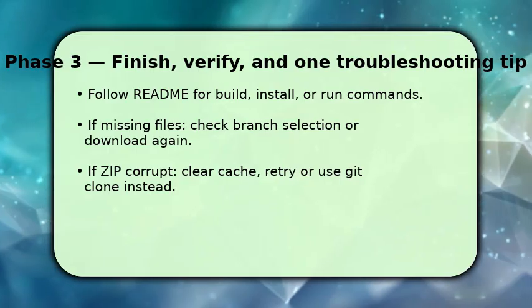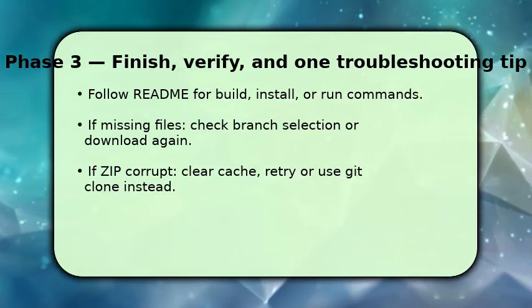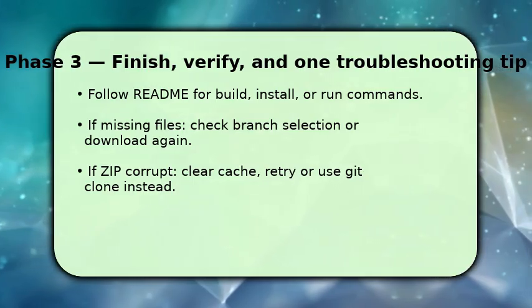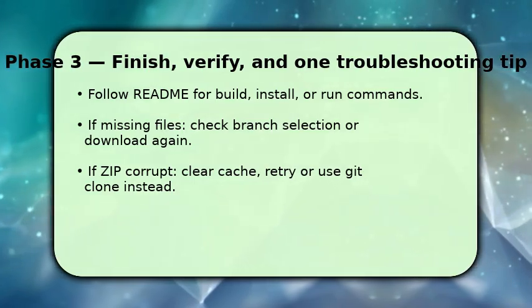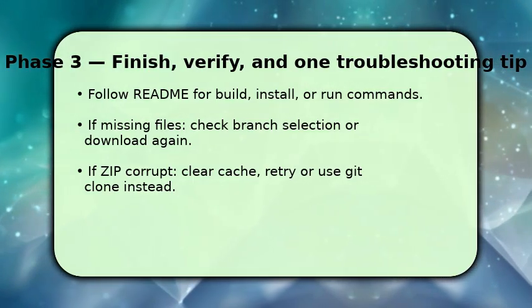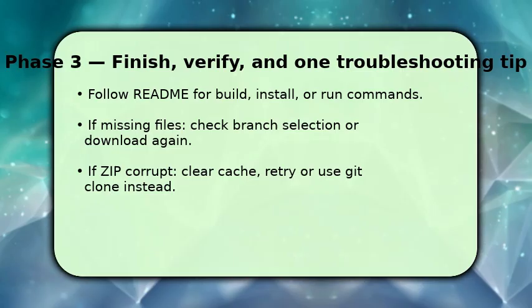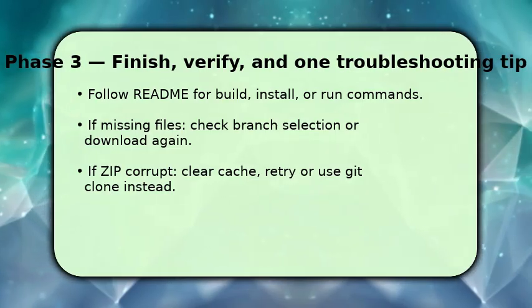If something's missing, confirm you downloaded the correct branch or tag and re-download. For a corrupted archive, clear browser cache and try again, or bypass ZIPs by cloning with git clone repo URL. If errors persist, you can compare file sizes and timestamps to the repo to diagnose what went wrong.